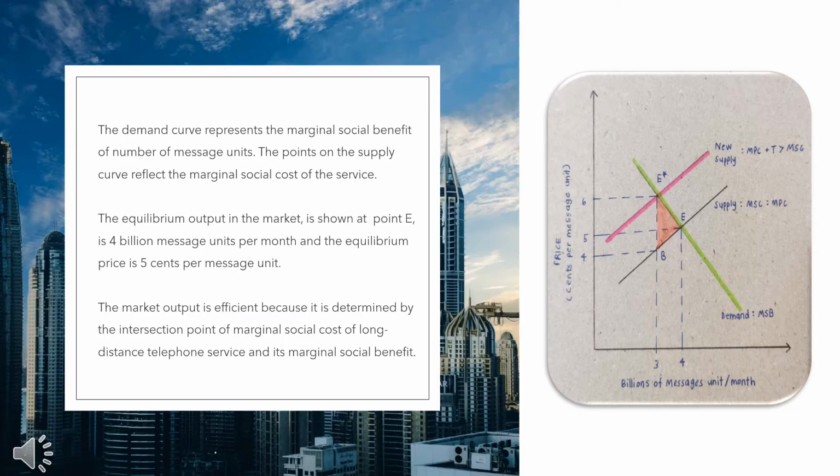Now let's move to the diagram on the right side of the screen, where you can see the demand curve represents the marginal social benefit of message units. Meanwhile, the points on the supply curve reflect the marginal social cost of the service. The diagram shows the equilibrium output in the market at point E. It is 4 billion message units per month, and the equilibrium price is 5 cents per message unit. Thus, the market output is efficient because it is determined by the intersection point of the marginal social cost of long-distance telephone service and its marginal social benefit.